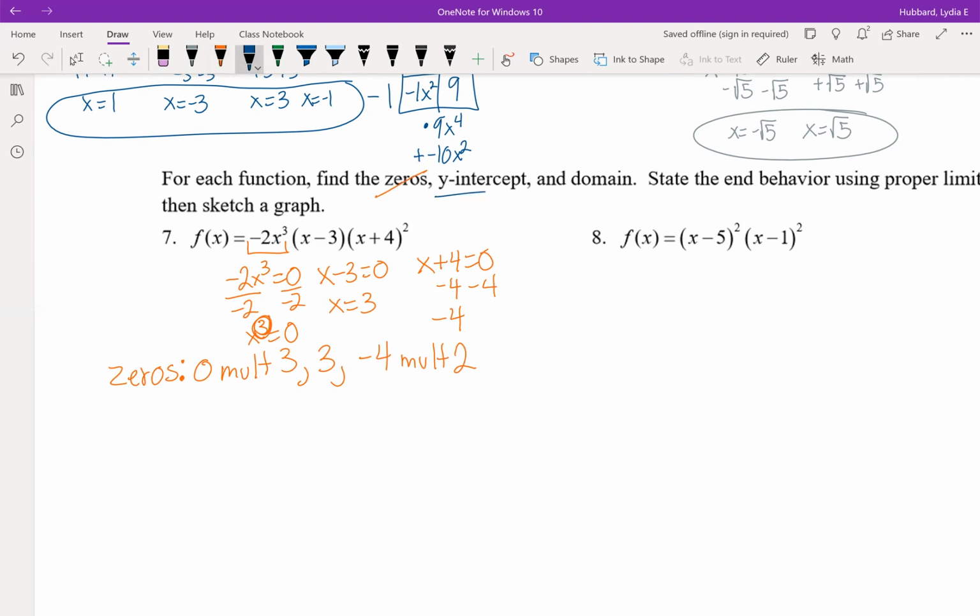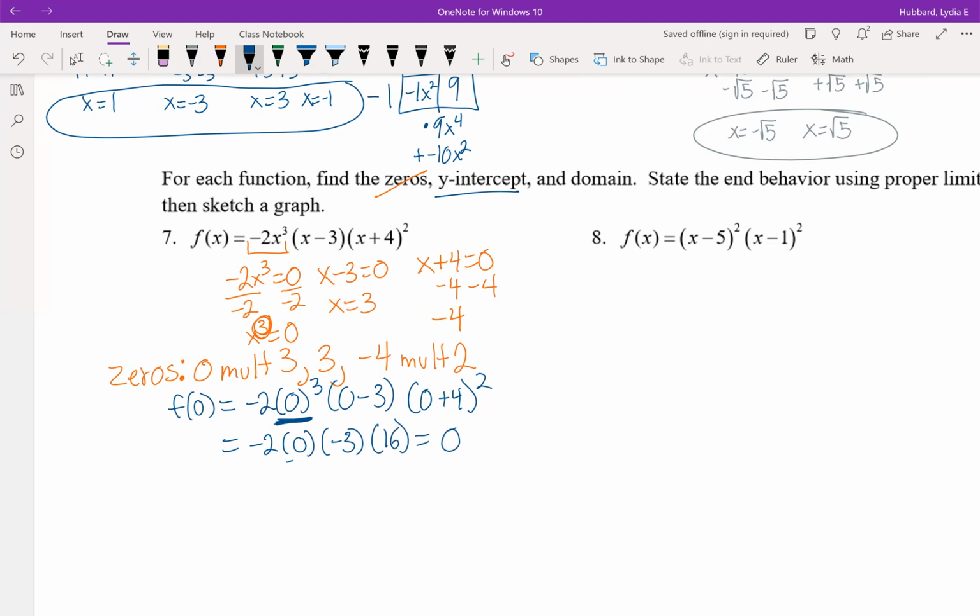The next thing it asks us to find is the y-intercept. So you can find the y-intercept a couple ways, but maybe the easiest is just to plug in 0. So we'd get -2 times 0 to the third times 0 minus 3 times 0 plus 4 squared. So don't let the setup fool you. You're eventually going to be multiplying everything by 0. And so when you do that, you're going to get 0 out, because this would be -2 times 0 times -3 times 4 squared, which would actually be 16. But this is still going to equal 0 at the end of the day because you're multiplying one of these numbers by 0. So don't let that trick you.